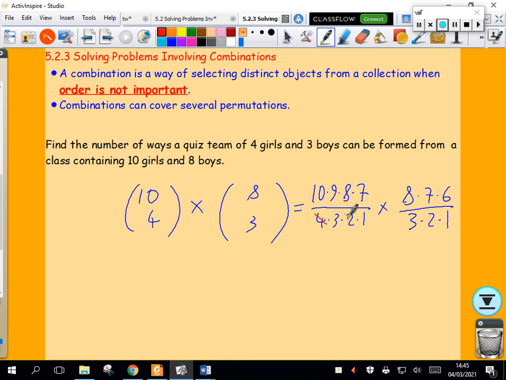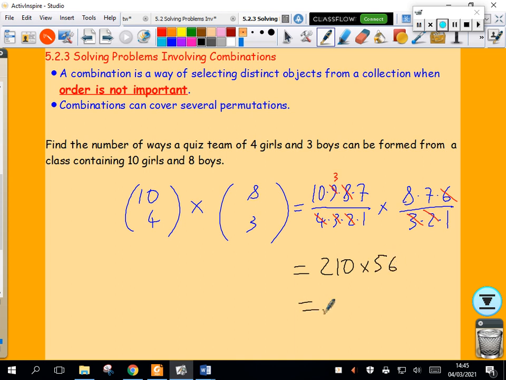Well, 4 2s are 8. We cancel out that 8. 3 goes into 9 3 times. 3 2s are 6. That'll cancel that 6 out. And actually we get something fairly simple. 3 7s are 21 times 10, that's 210. 8 7s are 56.